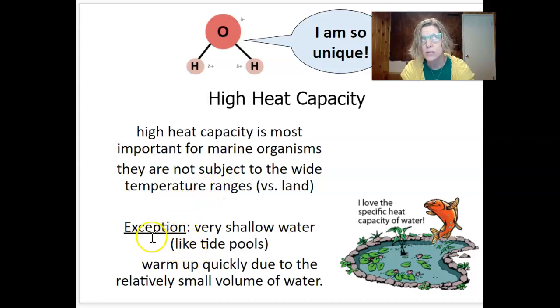And that's important for marine organisms as well, because they're not subject to wide temperature ranges like they would be on land. Now, of course, small bodies of water are the exception to that, because they can warm up very quickly because they're just a smaller volume of water.